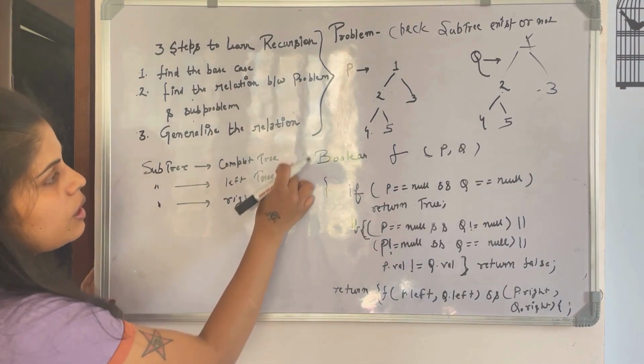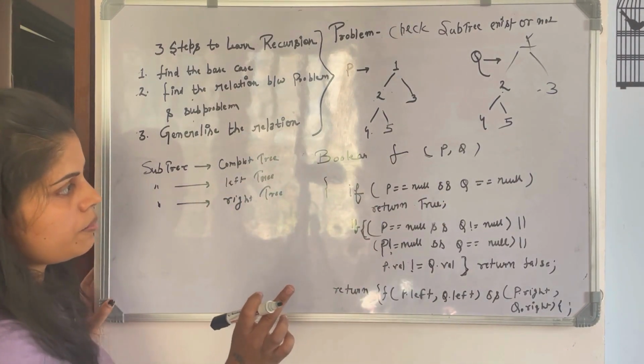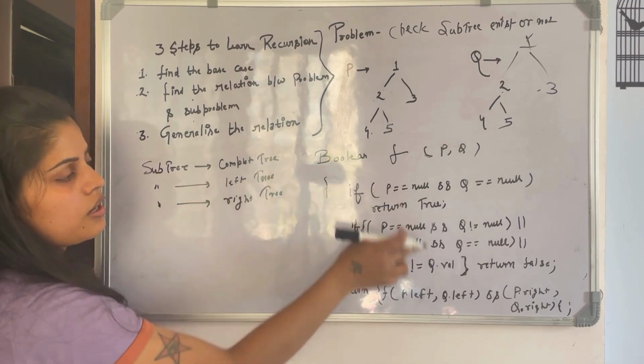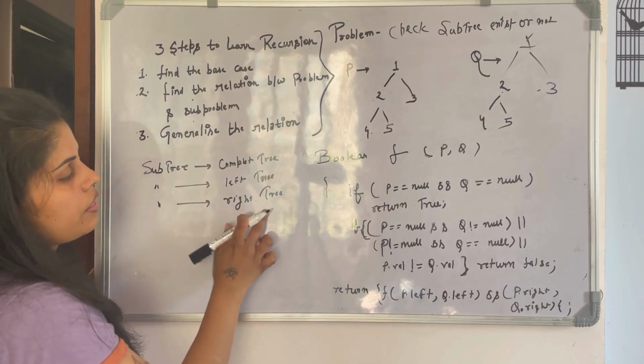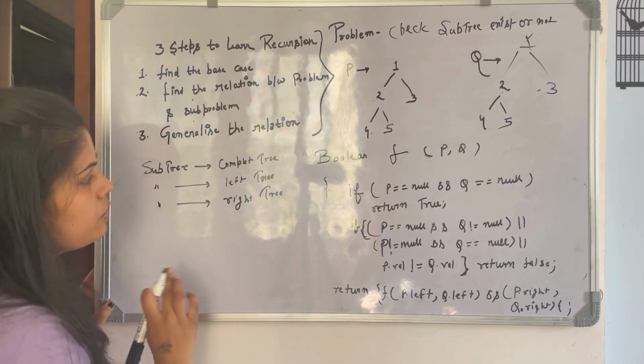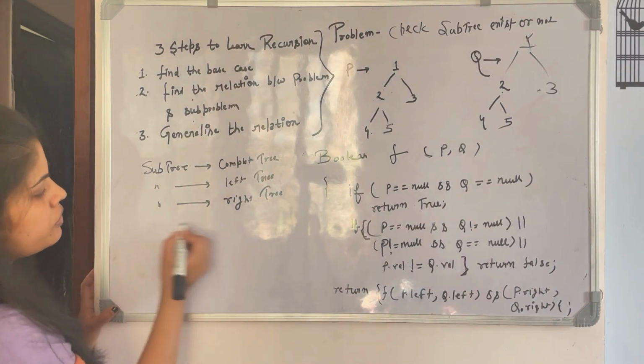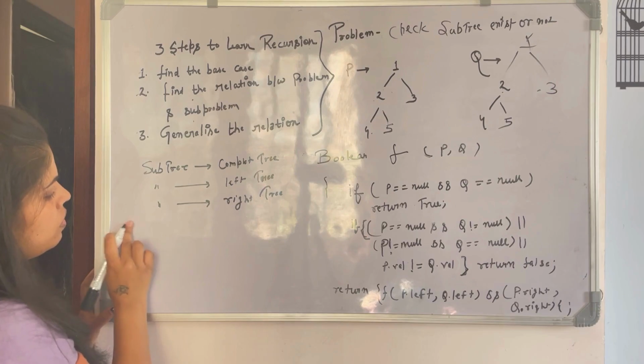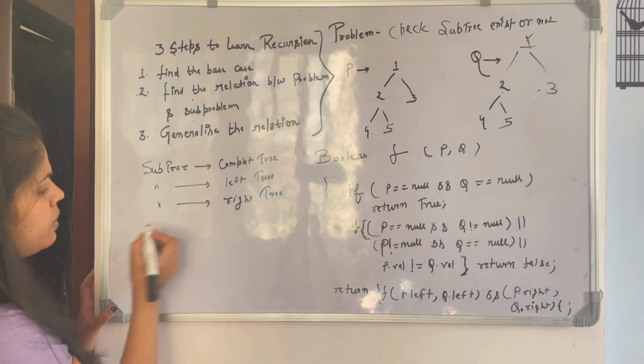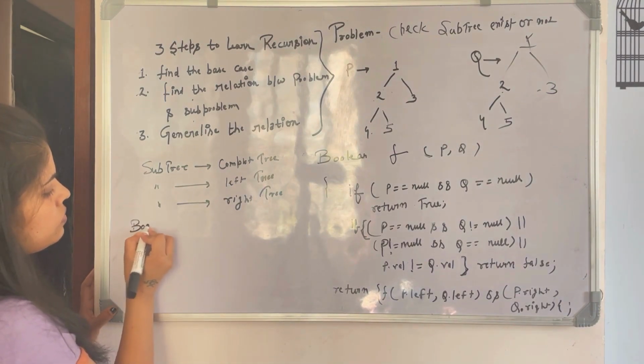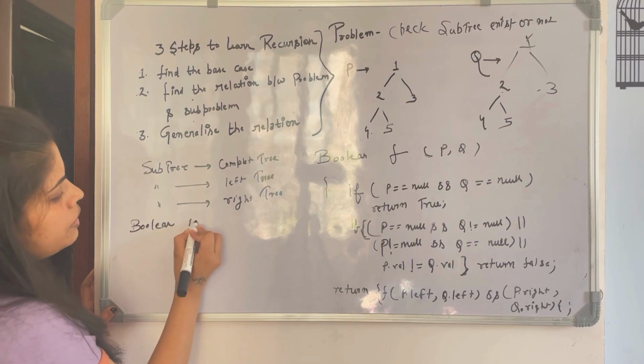So if this is a complete tree, then definitely this solution will work, and for our left tree this will also be our solution, and for the right tree this is also our solution. What we have to see is, suppose there is a function, boolean isSubtree.